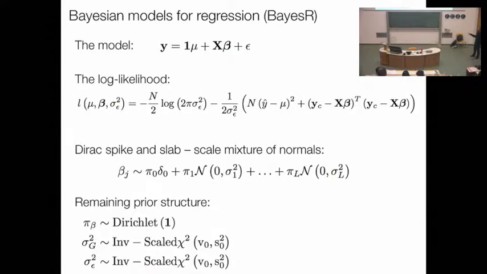And we assume that the beta distributions, we're assuming a Dirac spike and slab model where we have a scale mixture of normals. So we're assuming that there's a point mass here at 0 and a probability pi 0 that the markers have no effect, right? So a spike on 0 where markers have no effect. And then markers can come from a series of normal distributions with different variances.